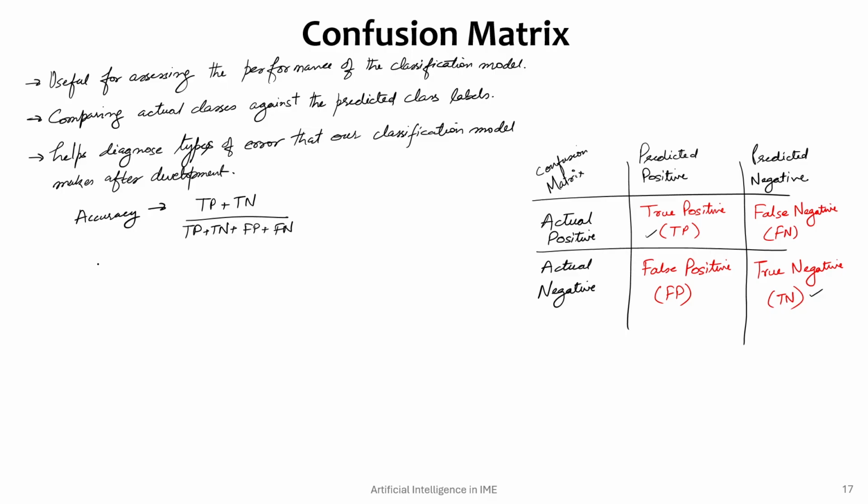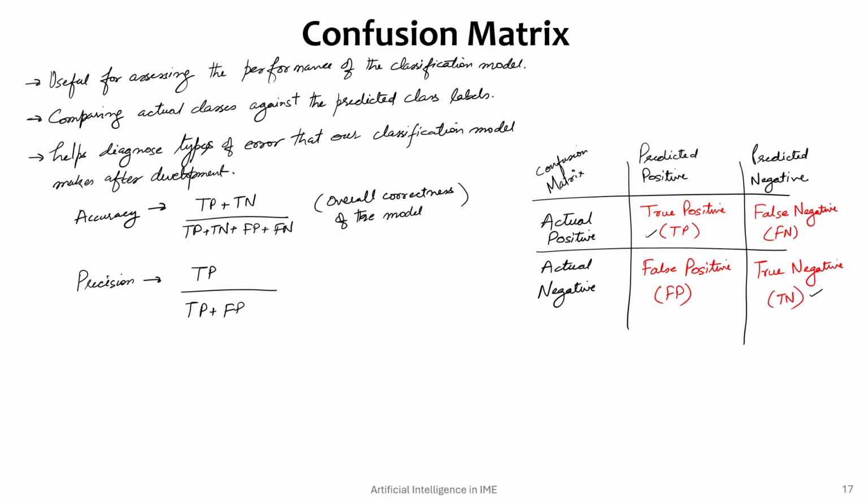You can also write this as the overall correctness of the model. Okay. Your precision is true positive divided by true positive plus false positive.